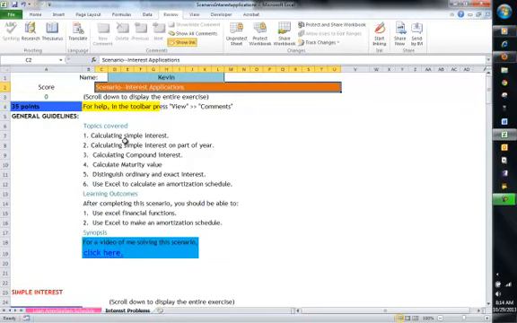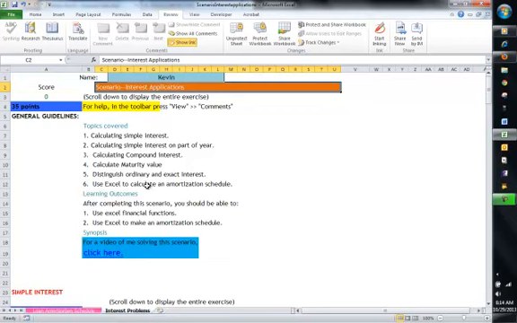We're going to calculate simple interest, parts of a year, compound interest, maturity value, ordinary and exact interest, distinguish between them, and then use an amortization schedule. So we're going to mostly just learn about how to use the Excel financial functions. If you want to watch the video, just click here.